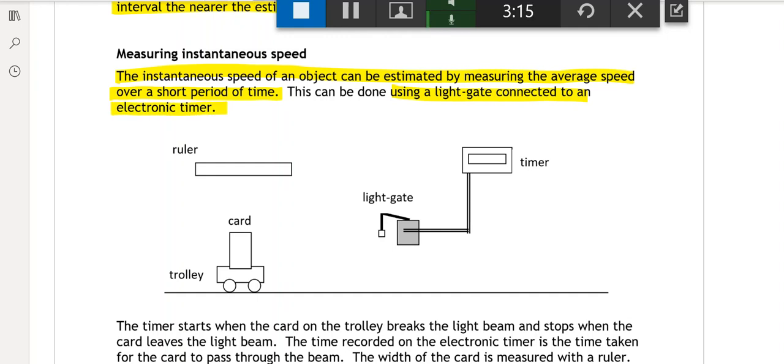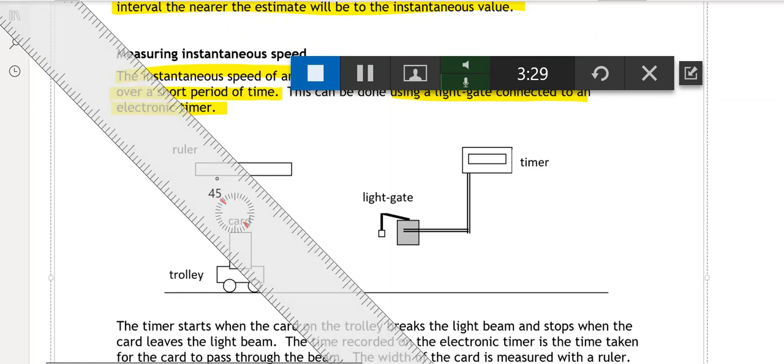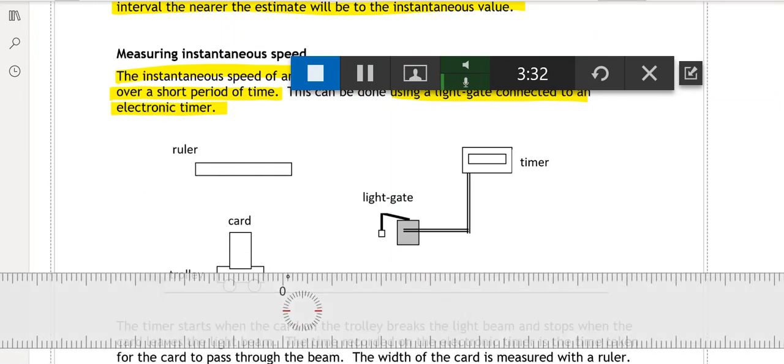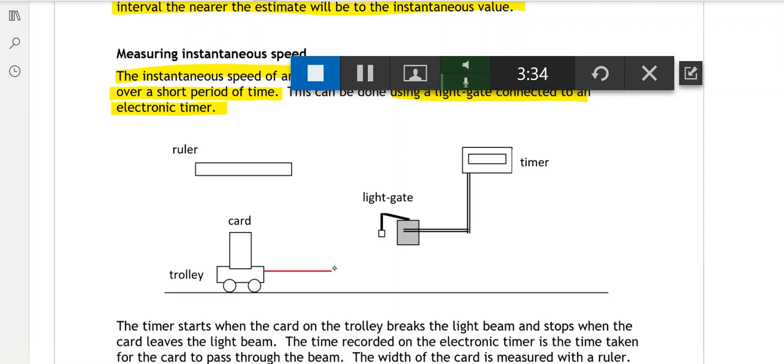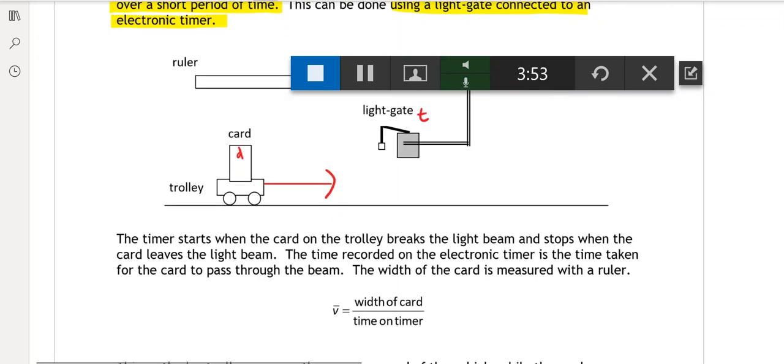So I will try and find a picture of this arrangement to put into the Firefly blog just so you can see what it would look like in school. We have a trolley which is going to roll through the light gate. The light gate removes the human error. It removes the reaction time. It's a computer system which will stop and start the clock. The light gate will measure the time it takes for the length of card, the distance, to go through the light beam. And this is explained below.